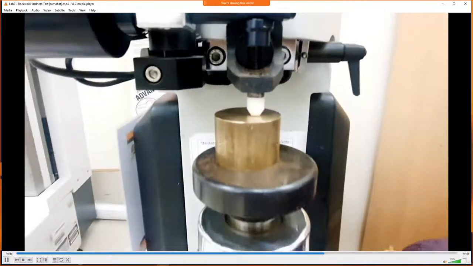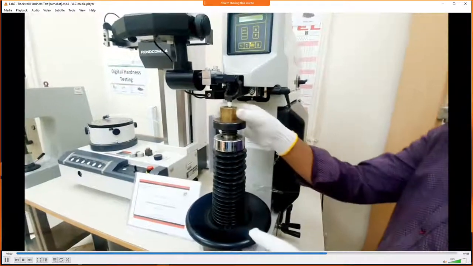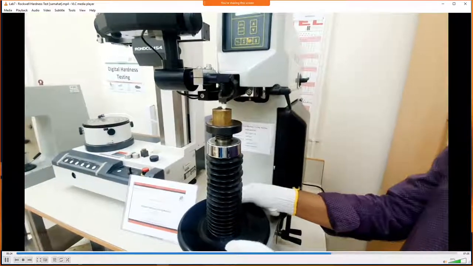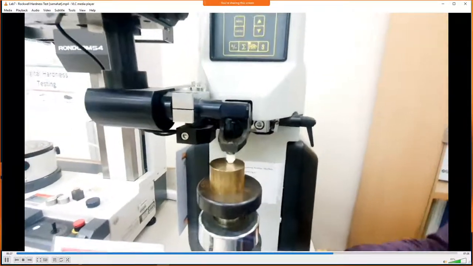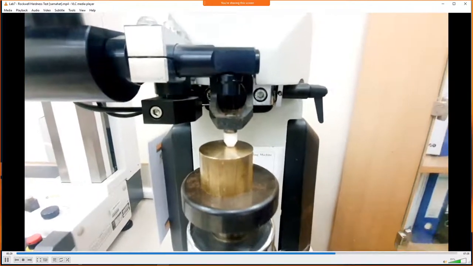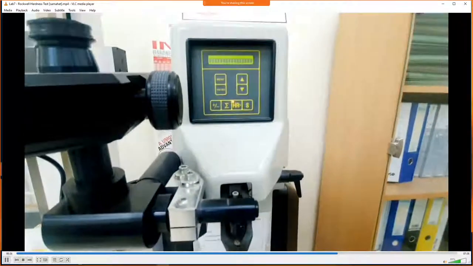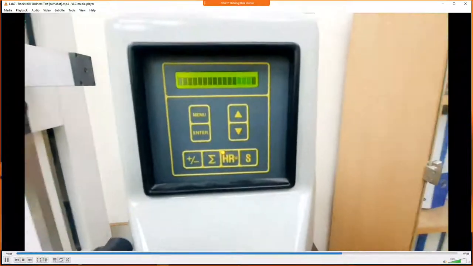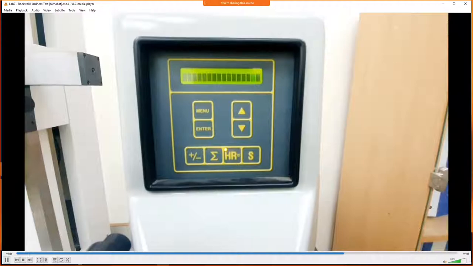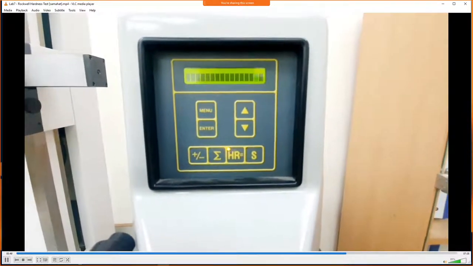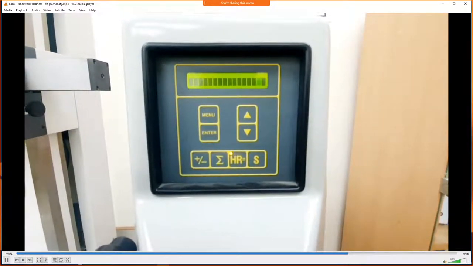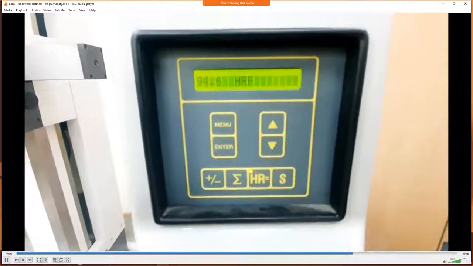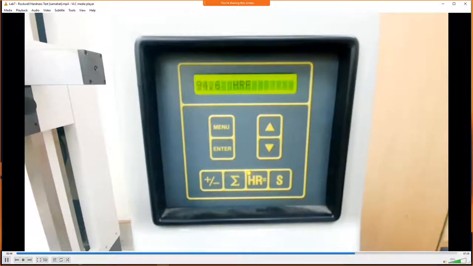Let's repeat the same reading for another point on the brass sample. We'll readjust the sample to another location and make sure the table is merely touching the sample here. You hear the beep sound and the test starts automatically. The machine is applying the load on this sample, and here we will have the hardness reading for the brass sample. It's the second hardness reading, and in this case we have a value of 94.6 HRF.